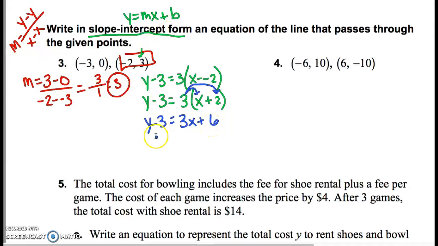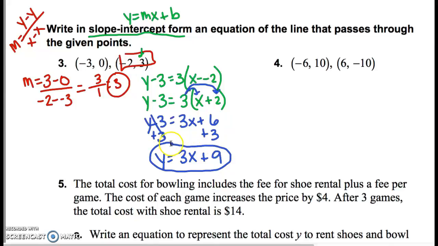Then we can get this y by itself. We just add 3 to both sides, and you get y equals 3x plus 9. And that's your equation in slope-intercept form. So a few different steps to get to that point. Very first thing we did was we had to find our slope: subtract the y's over subtract the x's. We got our slope. Then we used that slope and one of the points and just plugged it into point slope form and then solved it for y.